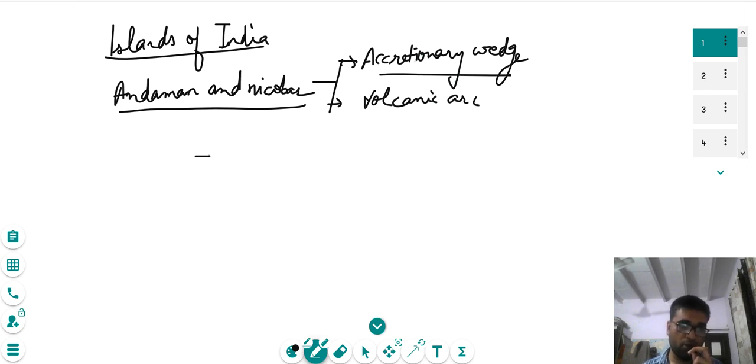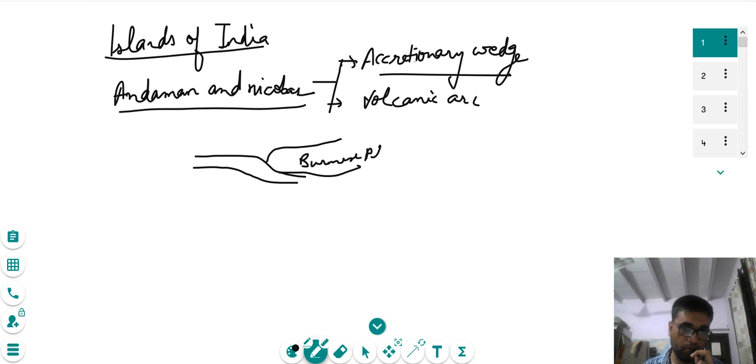Now, how are these formed? The Indian plate is going under the Burmese plate, right? This is the Burmese plate, and this is the Indo-Australian plate. When it was going down under the Burmese plate, there was formation of the accretionary arc at this point.